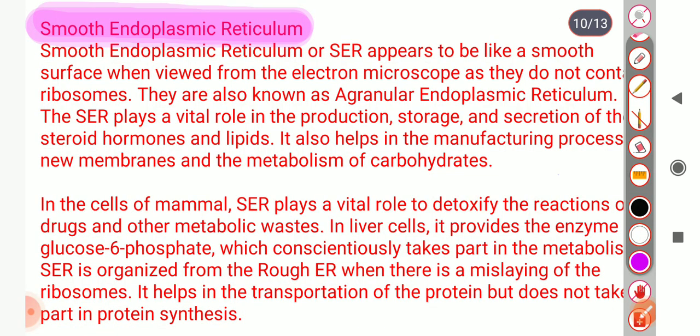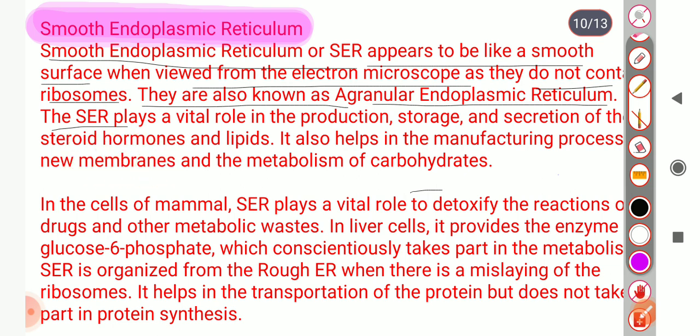First of all, smooth endoplasmic reticulum. Smooth endoplasmic reticulum, or SER, appears to have a smooth surface. You can see ribosomes are not present in the smooth endoplasmic reticulum, and it forms a smooth surface when viewed with an electron microscope, as it does not carry ribosomes. Means when we see in electron microscopic view, ribosomes are absent in the smooth endoplasmic reticulum. They are known as agranular endoplasmic reticulum. A smooth endoplasmic reticulum is also called agranular endoplasmic reticulum.